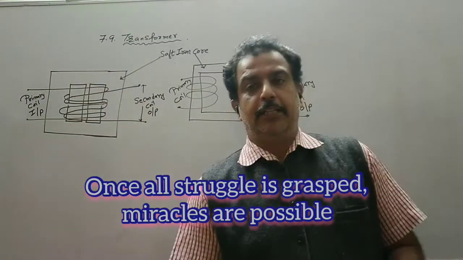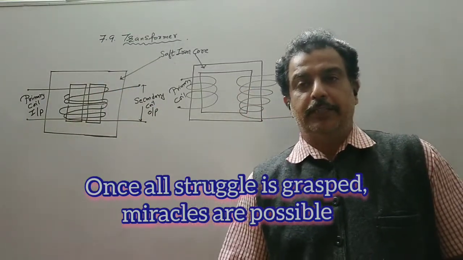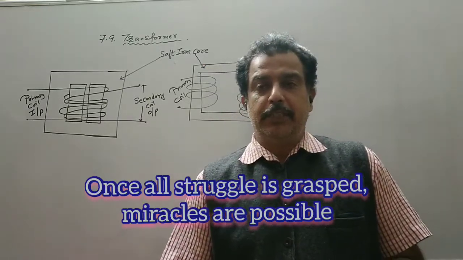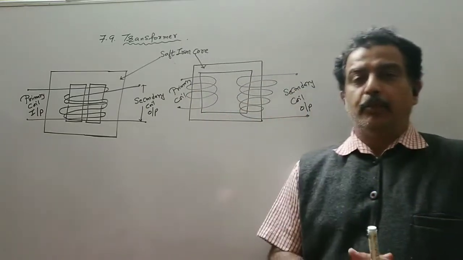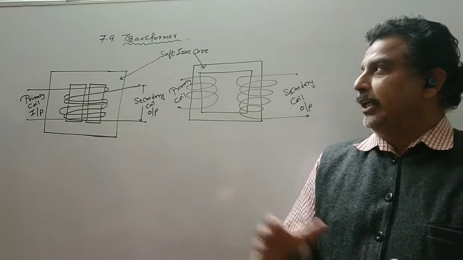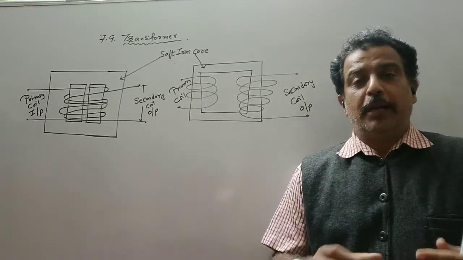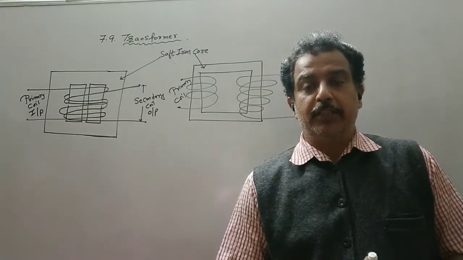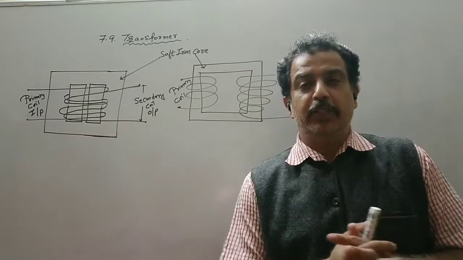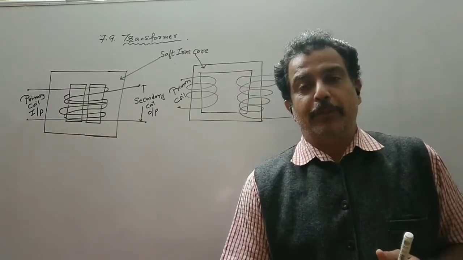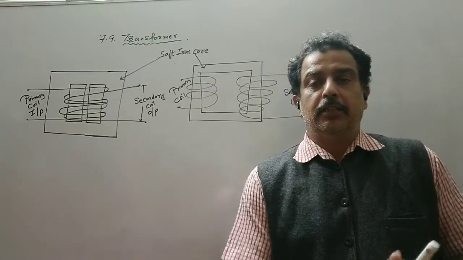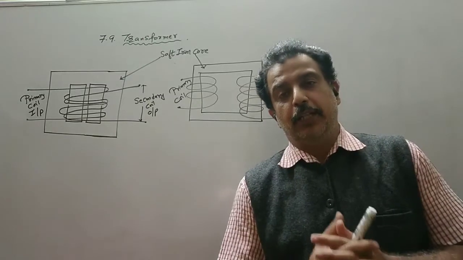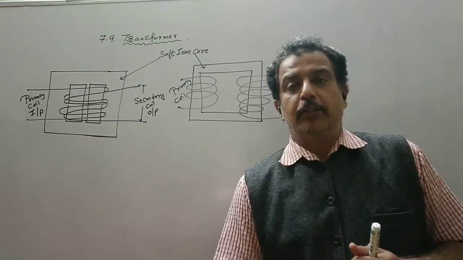Hello students, in the last lecture we discussed the necessity of a transformer, and we wrote that the principle of a transformer is mutual inductance. We know that the transformer is used to step up or step down the voltage, that is, to increase or decrease its value, because while transferring power from one place to another there is a loss of power in the cable connecting the power generator station to the consumer, a city or town. So the need was to step up the value of the voltage.